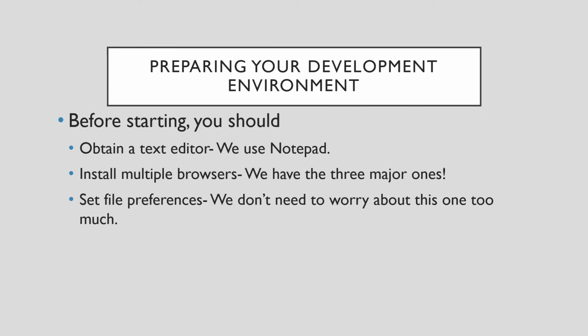And then you want to set your file preferences. What this is saying is when you save your document, you want to make sure that you save it as a .html file or a .css file. We don't have to worry about that too much because we use Trinket often, but if you were to code it using a text editor, you would be able to type everything in, and you want to make sure you save it as the correct file name and the correct file extension.